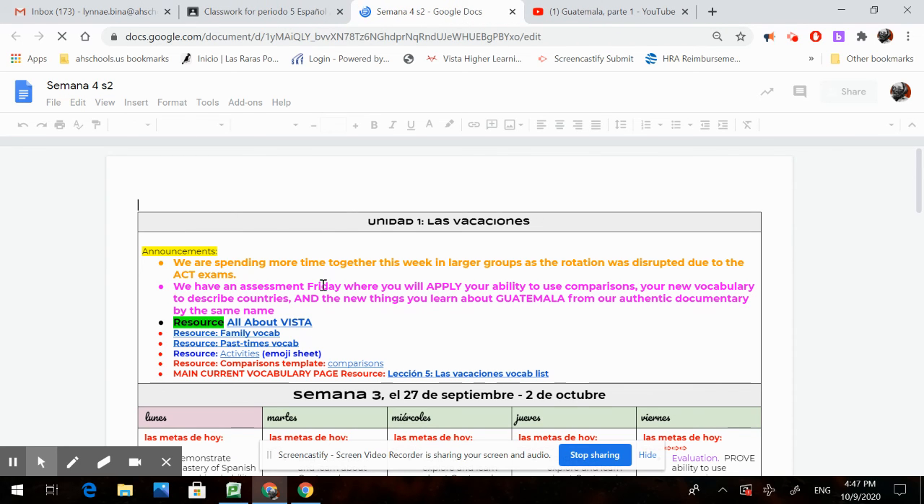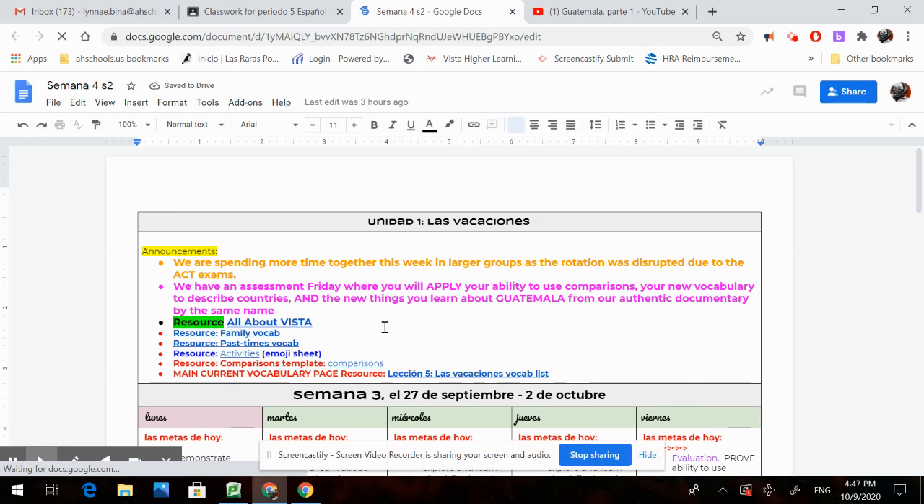And you can see, for example, in purple at the top, we have an assessment on Friday where you will apply, etc. So these types of things, that is a message that was listed since last Monday. That message was there. Students are always aware of what's coming up with assessments because we're building those skills moving towards those assessments.